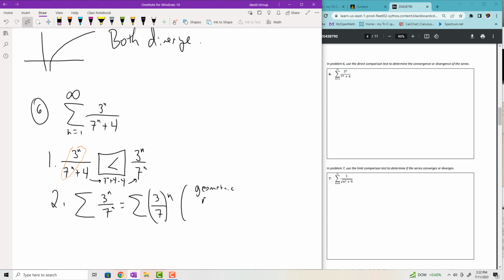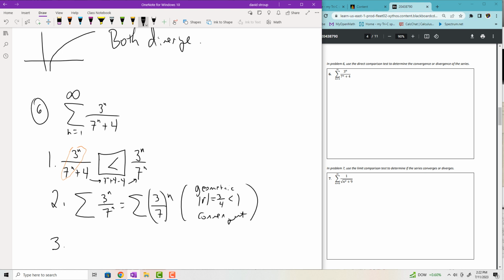The r value, in particular the absolute value of r, is 3/4. That is less than 1, so therefore it's convergent. And yes, you need to say that. You can't just say it's flip a coin. You know, I'm flipping a coin here. No, you have to give me this.